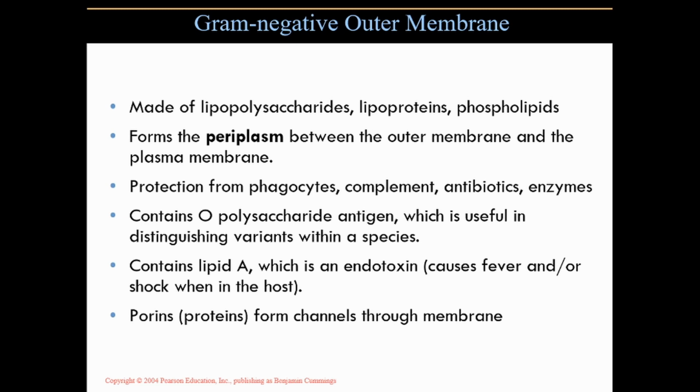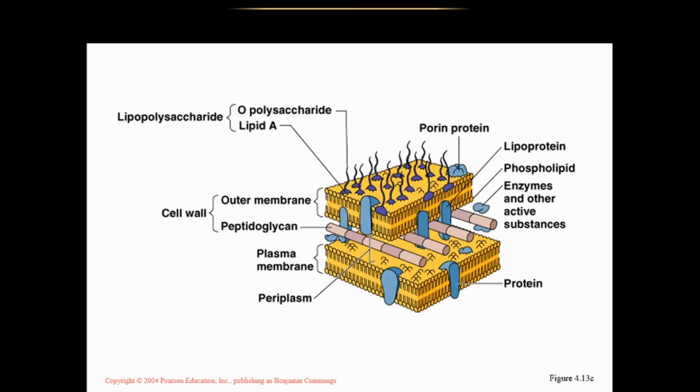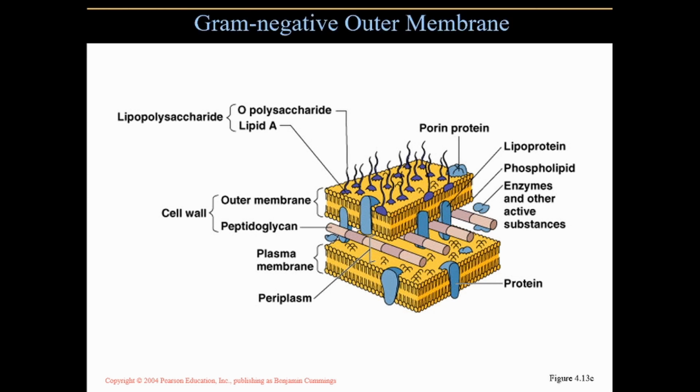An endotoxin comes from within the cell. This is embedded within the outer membrane, and it's called lipid A, which causes fever and/or shock in the host. Shock is a severe and sudden decrease of blood pressure. And porins, which are proteins, form channels through the membrane to allow things to enter and exit the gram-negative cell. Up close, you have the outer membrane, the thin layer of peptidoglycan, and then the inner cell membrane.